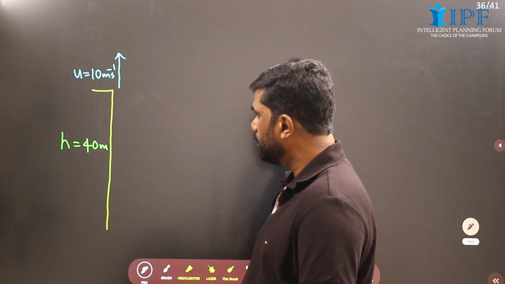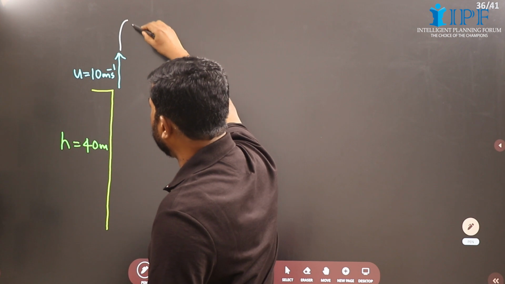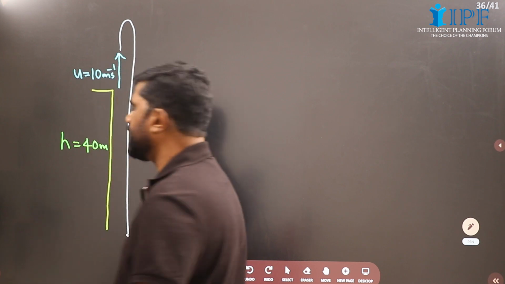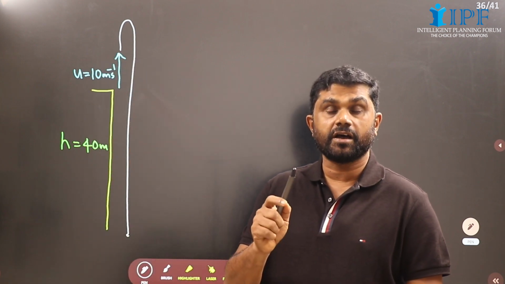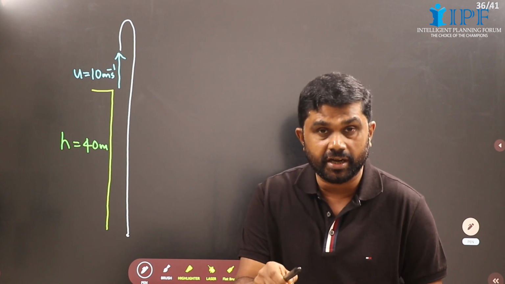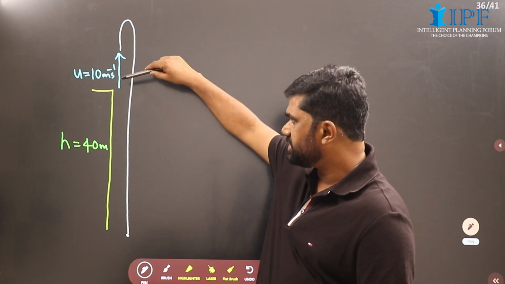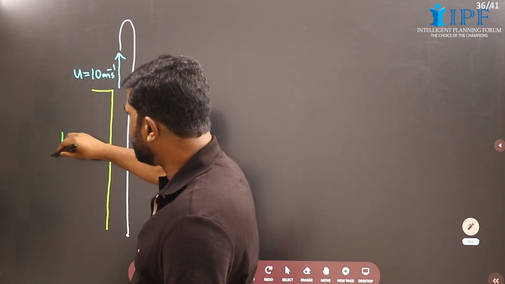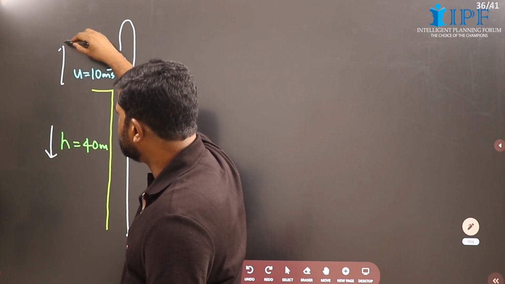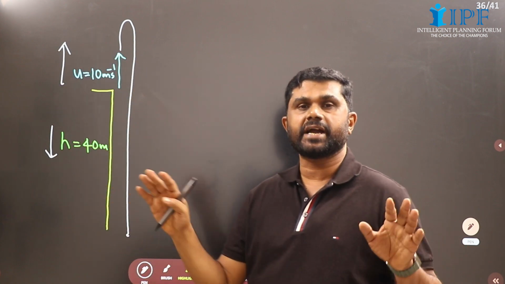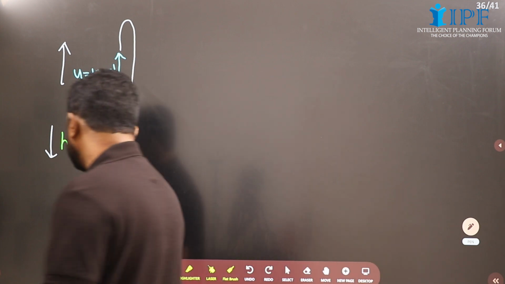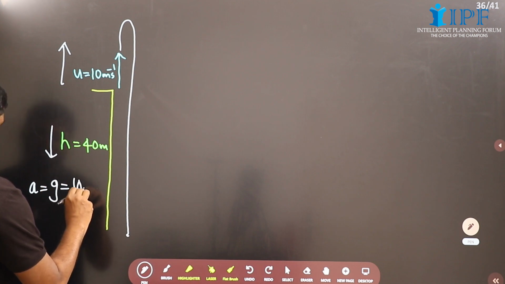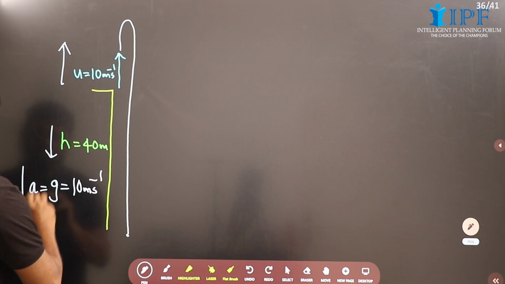Let us see. The body will follow a path like this. Initial velocity u equal to 10 meter second raised to minus 1, and displacement is directed from the initial to the final position irrespective of the path followed. So this is the initial position and the final position is the foot of the tower. So displacement is directed vertically down. Initial velocity is directed vertically up, and throughout the motion acceleration is constant and it is due to gravity. So acceleration a equal to g, and let us take it as 10 meter second raised to minus 2. This is directed downwards.